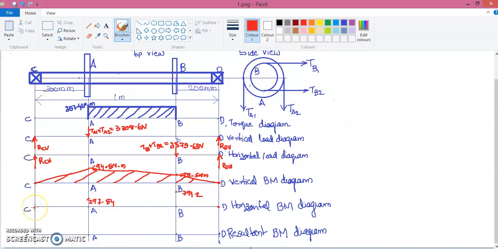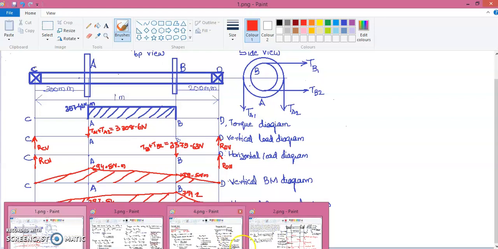Now I can join this point C and this point, straight line. This is also a straight line, and this point B is joined to the point D, that is also a straight line. Now in between portion I can hatch it. So this is a horizontal bending moment diagram. Horizontal bending moment produced by the horizontal force. Now we have to find out the value, that is a resultant bending moment produced by the vertical and the horizontal force. So we will calculate that value.